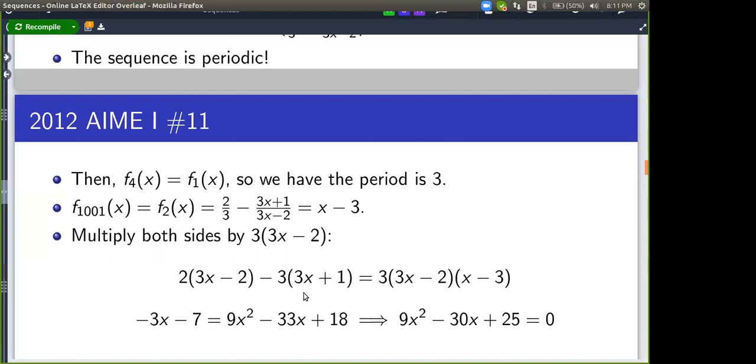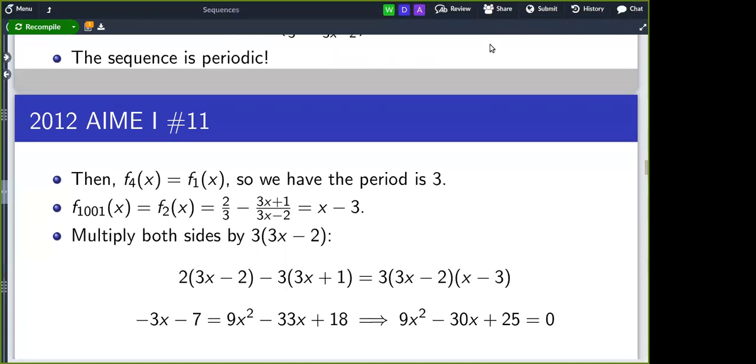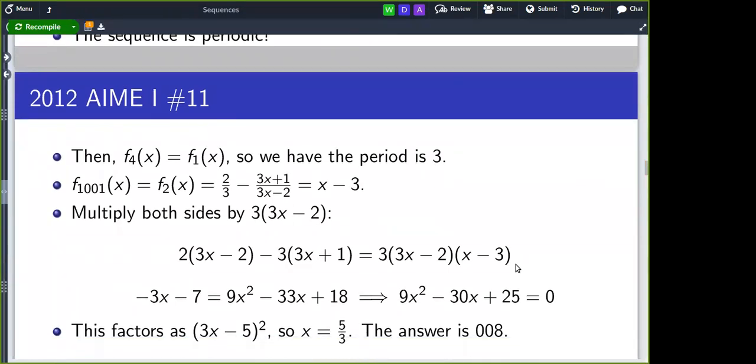So what's the solution to that equation or solutions? Yeah, so it factors as 3x minus 5 squared. So the only solution is x equals 5/3. And so our final answer was 8.